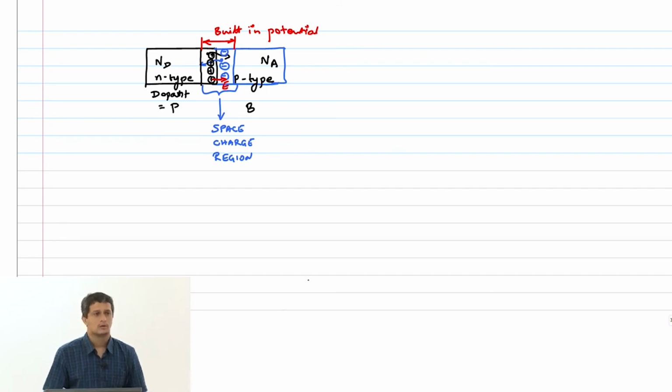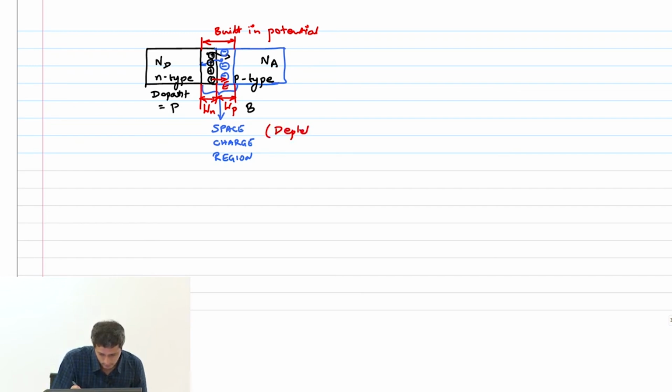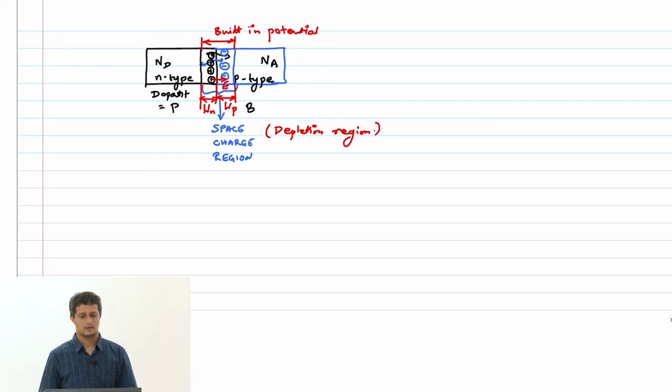So now let's calculate how far this has to go on both sides. Let's say that this went up to a distance of Wn and this went up to a distance of Wp on the P side. This is also called the depletion region, by the way. How do I relate Wn and Wp?